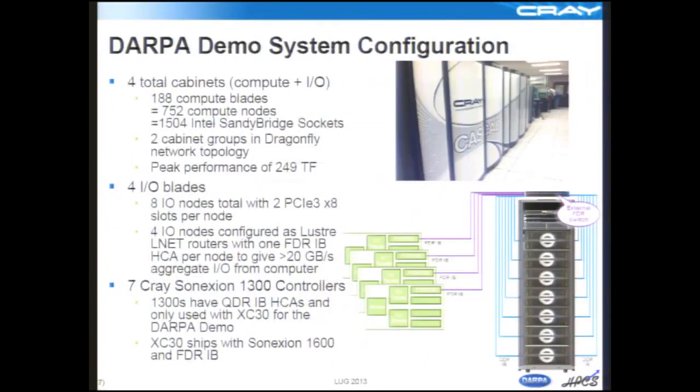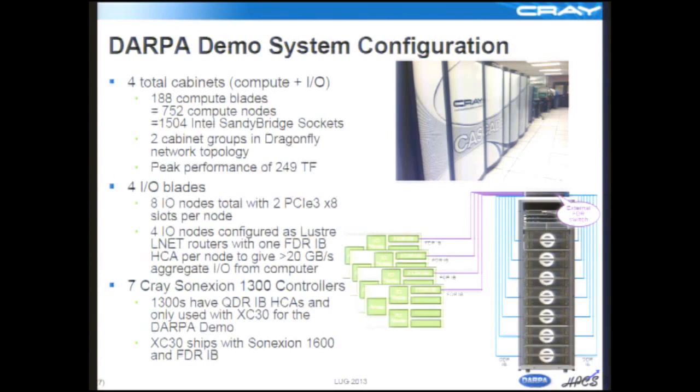file system. Our demo system configuration is that, so this is something we had to set up in our Chippewa Falls facility. We had two groups, which is 4 cabinets. The 4 cabinets are capable of 249 teraflops. And then within those 4 cabinets, we had 4 I/O nodes. And our I/O nodes have 2 nodes per blade, or excuse me, 4 I/O blades. We have 2 nodes per blade, and we used one of those nodes in each blade to run as a Lustre router. And so I'm showing that in the lower bottom diagram.